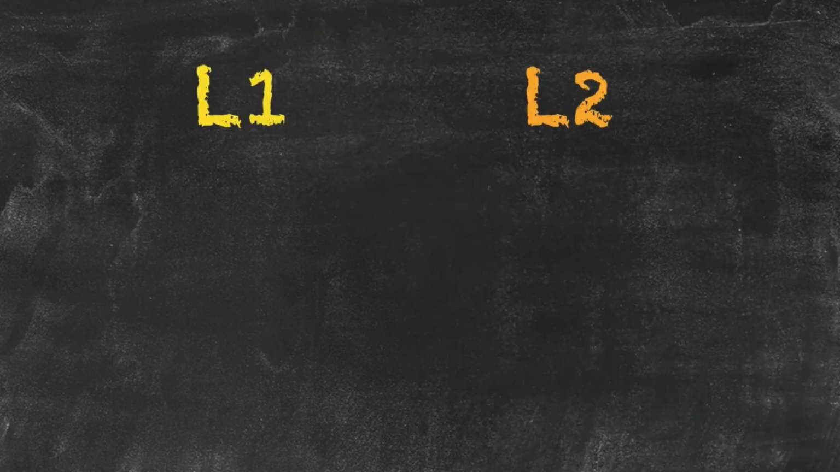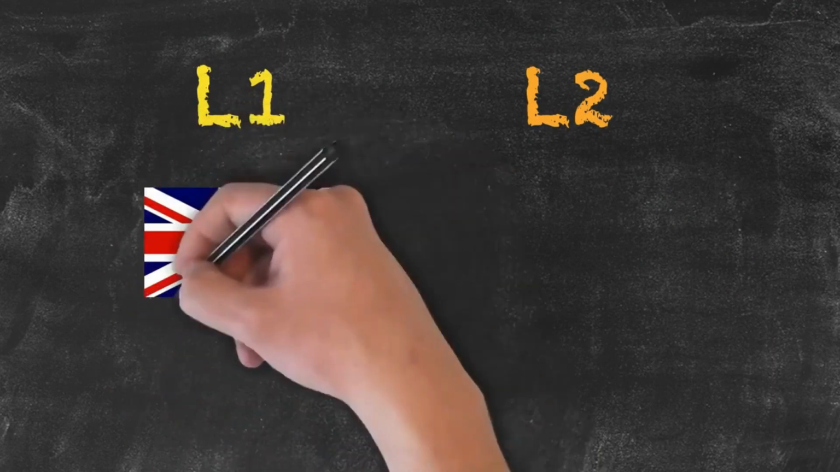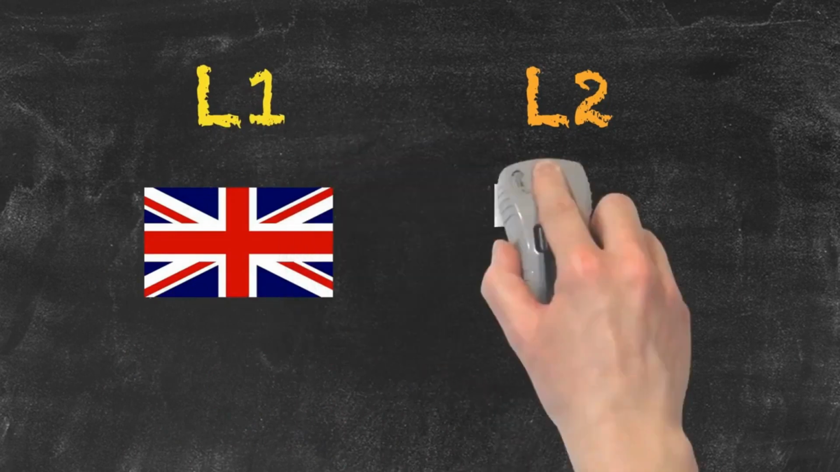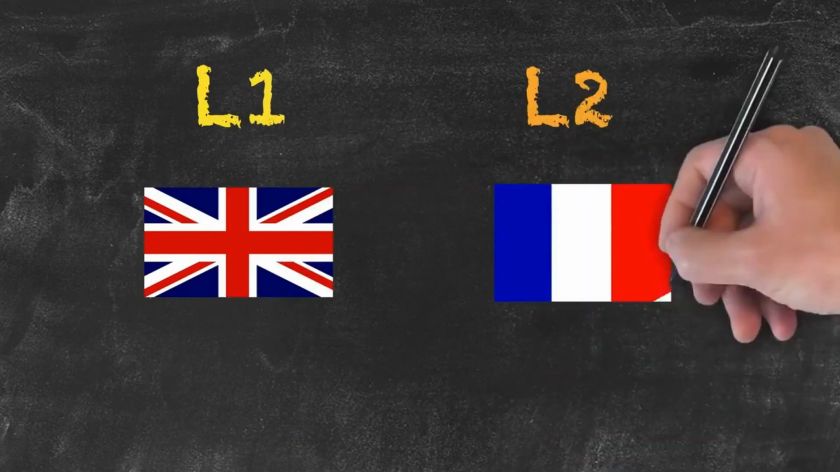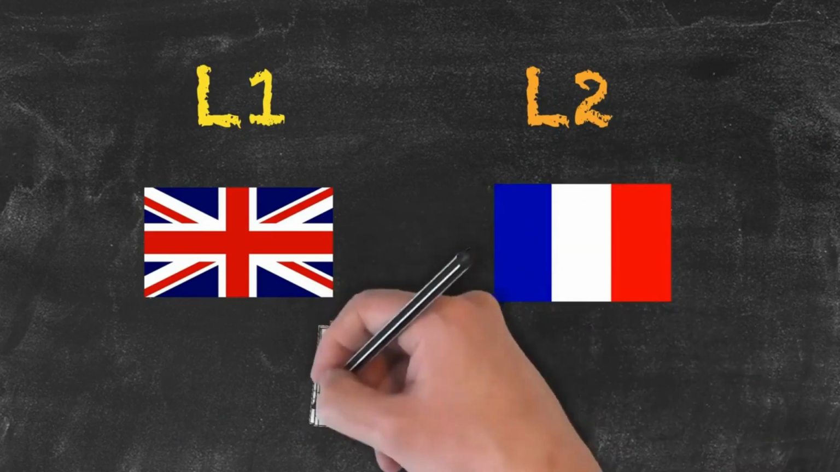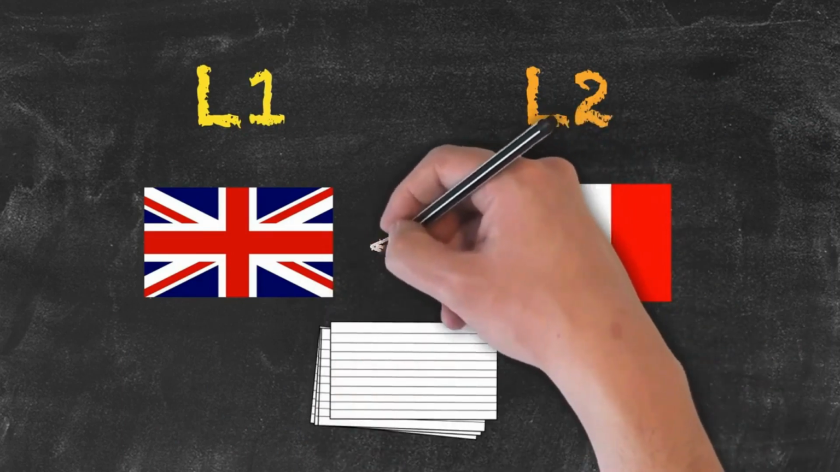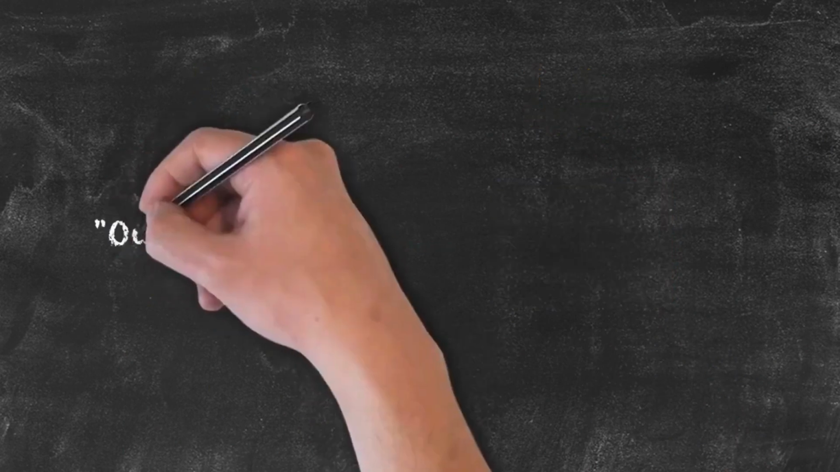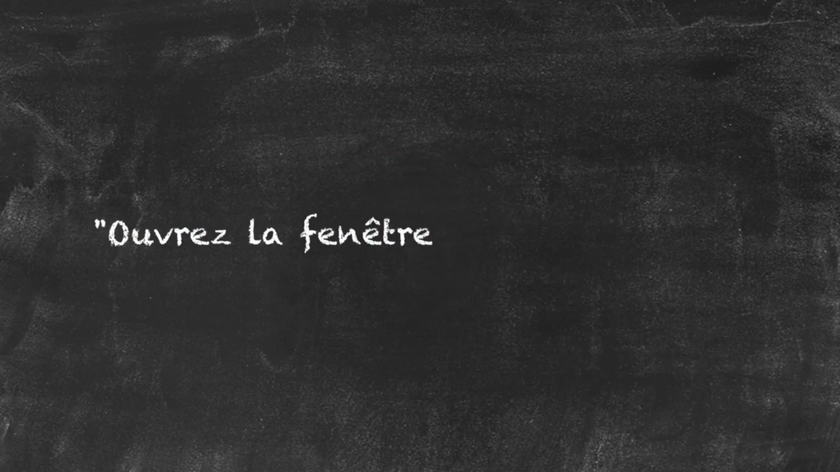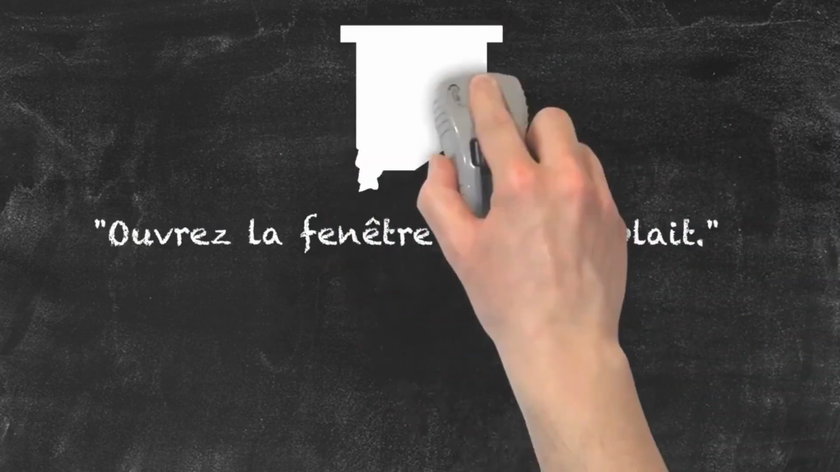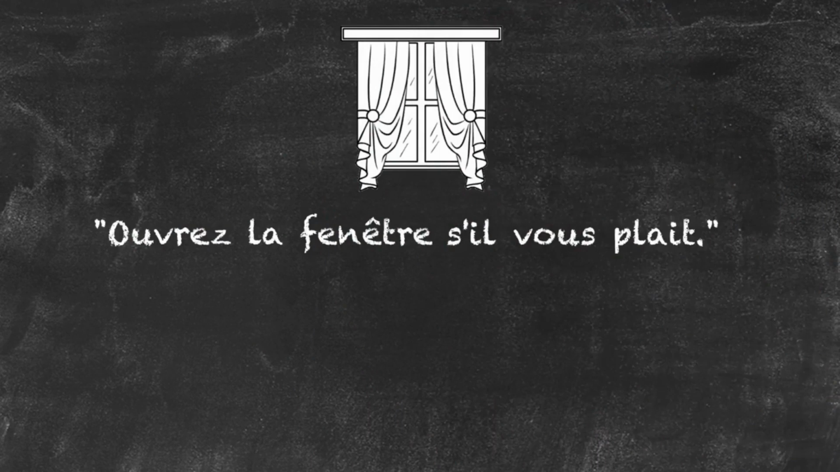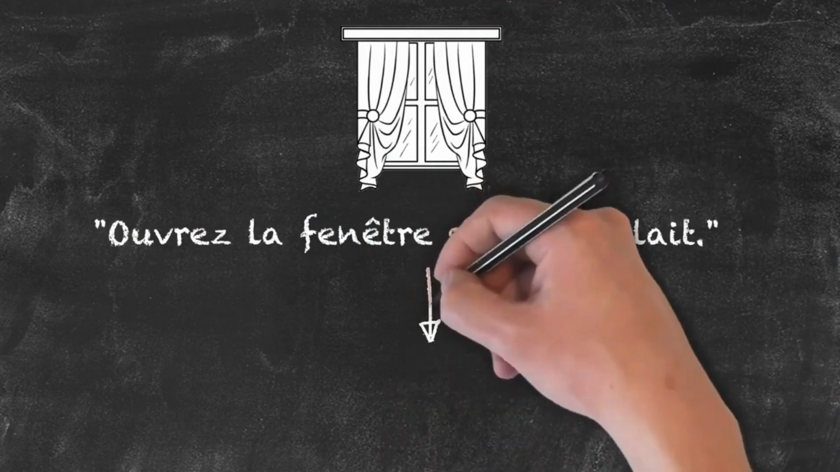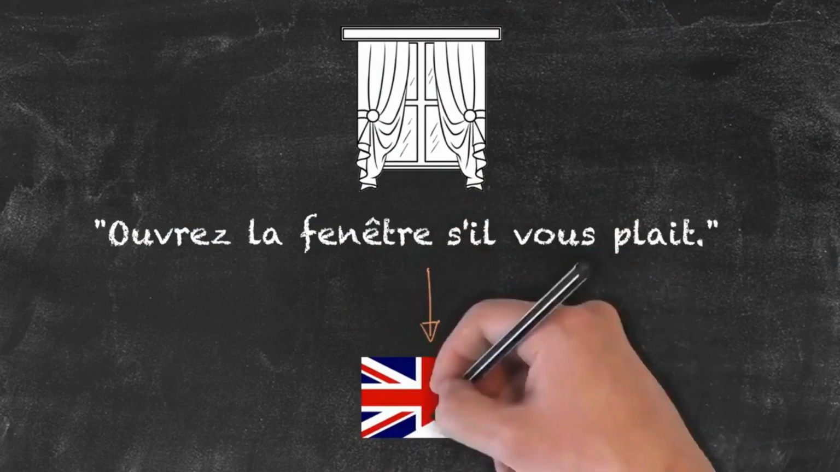So we could take a simple example. Let's imagine that our native language was English and our target language was French. And let's assume that we want to translate a document from French into English. Let's take a simple sentence. Here's a sentence in French. Ouvre la fenêtre, and we'll add s'il vous plaît at the end. What we want to do is to take this L2 and translate it back into English.